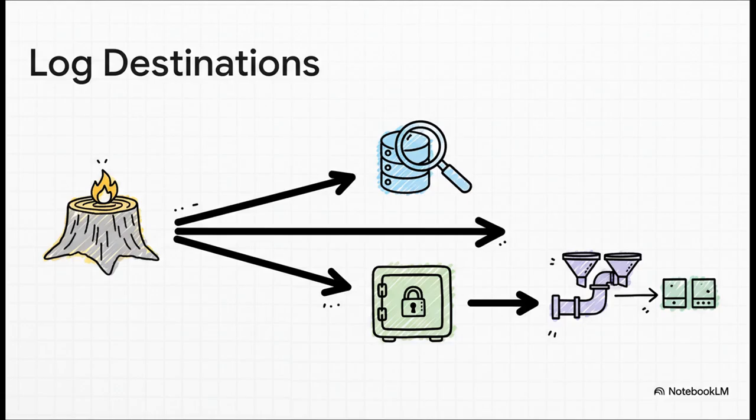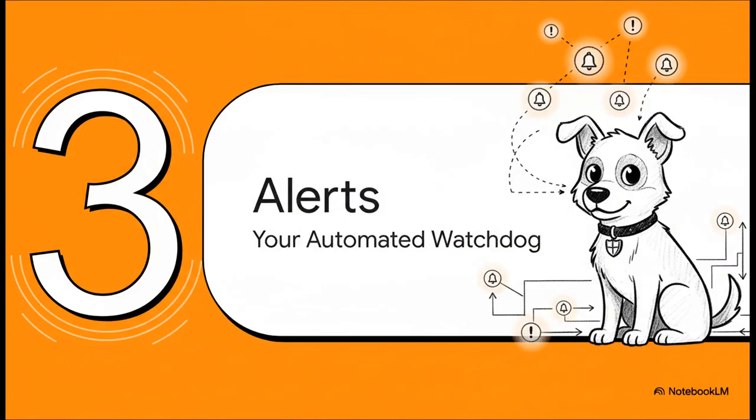And if you're using other tools like Splunk or something custom, you can stream the data out through an event hub. Okay, so now we can see what's happening with metrics, and we can investigate why with logs. That's great, but let's be honest. Who has time to just stare at dashboards all day waiting for something to go wrong? Nobody. And that's exactly why we have alerts.